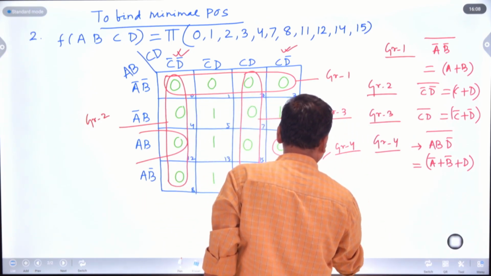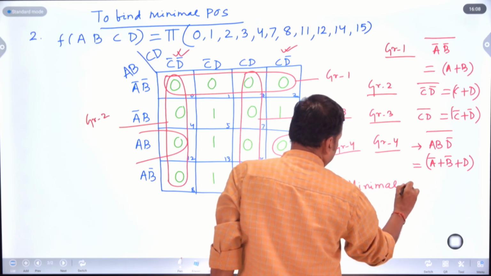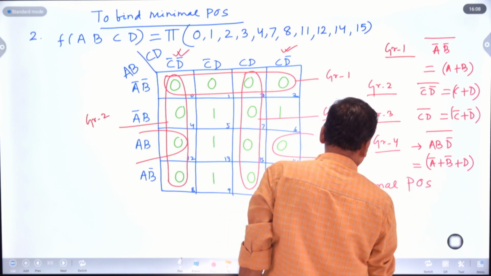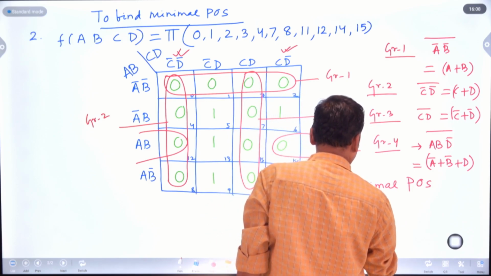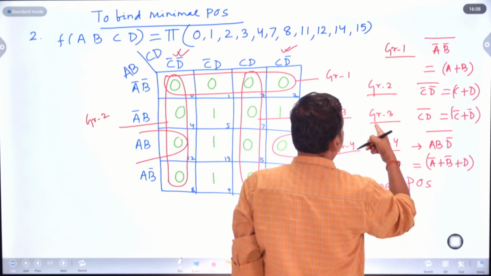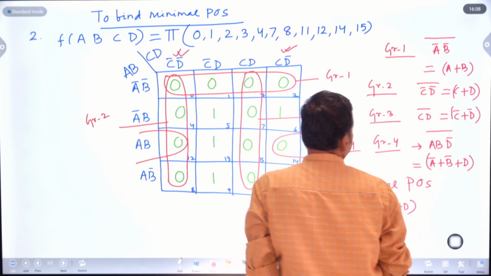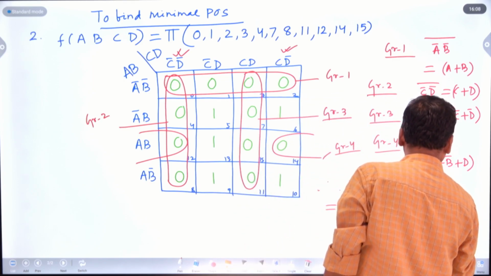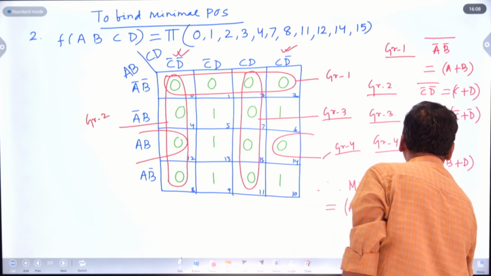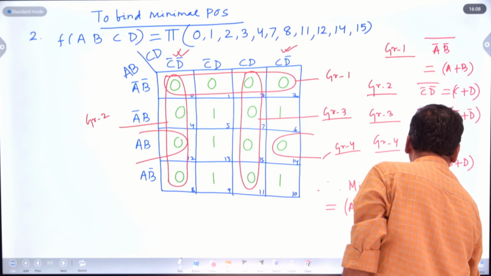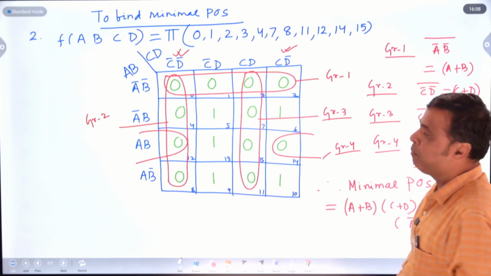Therefore, the minimal product of sums, minimal POS, equals how much? From group 1, you got A plus B. From group 2, C plus D. From group 3, C bar plus D bar. From group 4, A bar plus B bar plus D. This is your minimal POS.